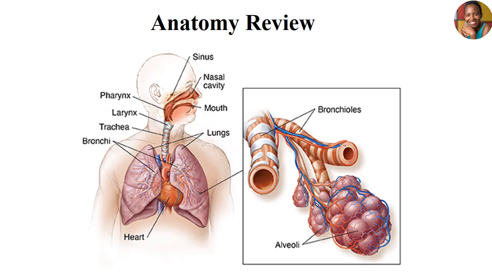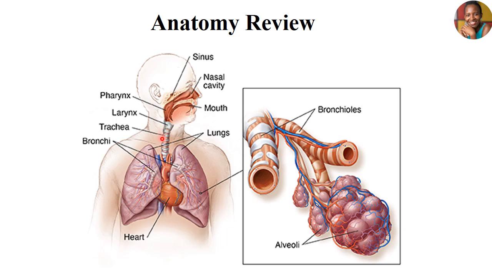Basically, the respiratory system is made up of the following organs. We start off with the nasal cavity, which we commonly refer to as the nose. We move downwards into the pharyngeal area, and the pharynx, just a reminder, is made of three areas: the nasopharynx, the oropharynx, and the laryngopharynx. After the pharynx, we access the larynx, which is our voice box.